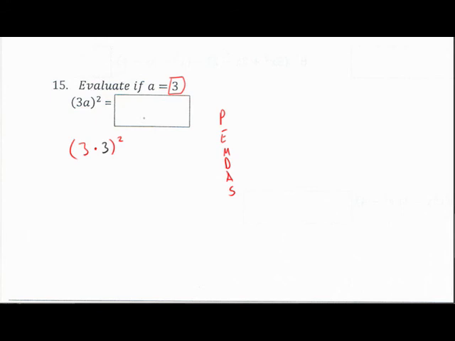P is for parentheses, and so 3 times 3, there's parentheses right here, so I have to simplify what's in the parentheses first. So 3 times 3 would be 9 squared. So I did parentheses. Next one would be exponents. I see exponents, 9 times 9, 81. And I'm already done.